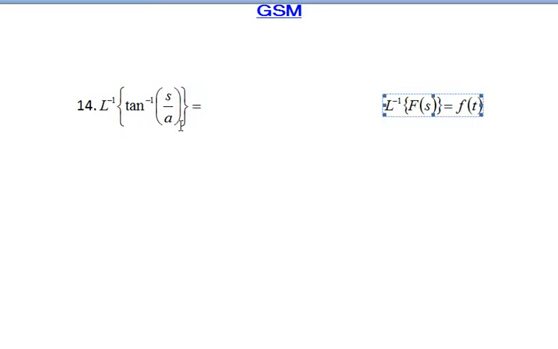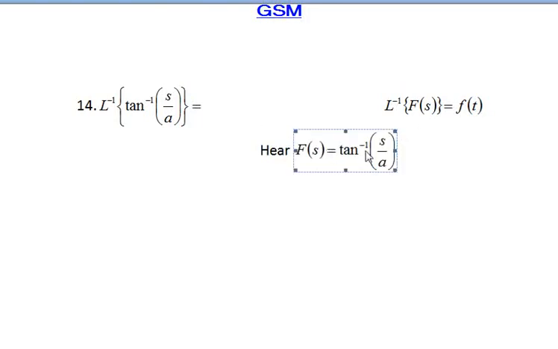Hereafter we are going to see some more difficult problems by using shifting theorems. L inverse of tan inverse of s by a. To solve this problem, we are going to use the second shifting theorem.